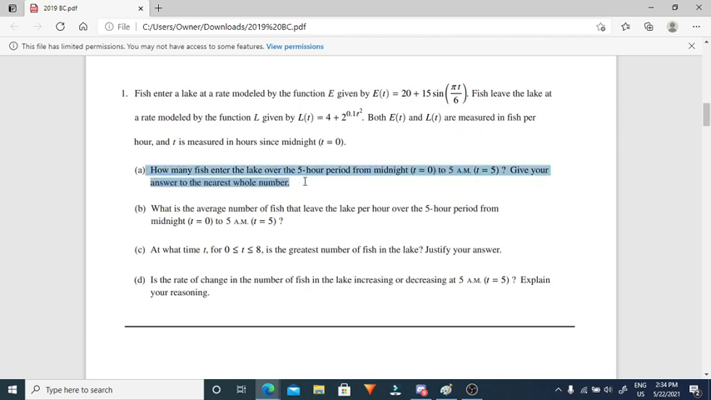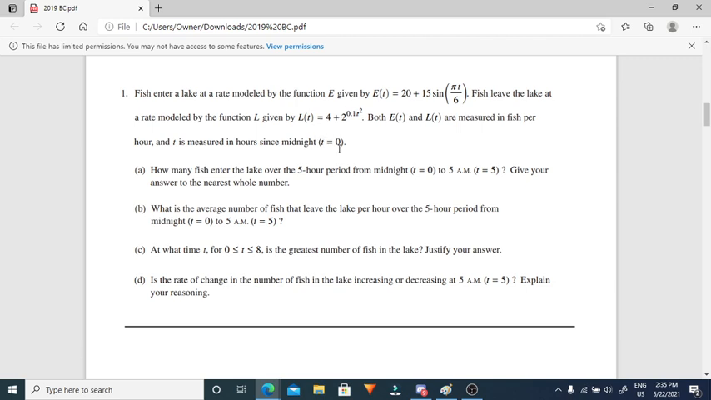Like for example, for A, in order to find the total number of fish entering the lake over that period, all we did was take the integral of this. So that means in order to have the total number of fish in the lake at any given time, we take this function and we take the integral of it, and that would give us the total number of fish entering the lake. And this function, L of t, we take the integral of that, and that would give us the total number of fish leaving the lake. So we take the integral of E of t minus the integral of L of t, and that would be our total number of fish in the lake overall. So that is our function.